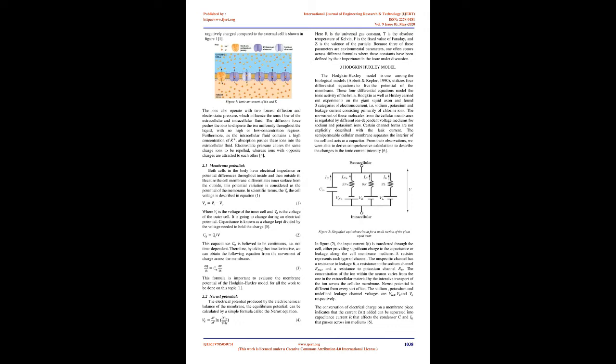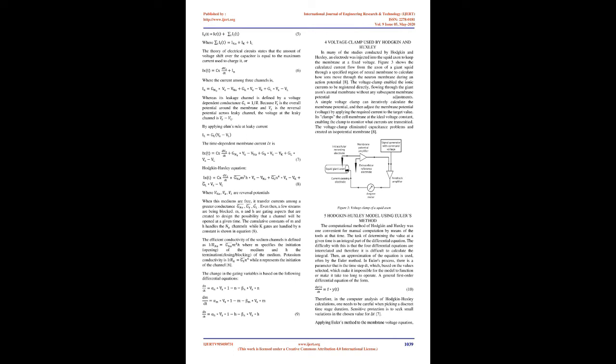on this topic. The electrical potential produced by the electrochemical balance of the membrane, the equilibrium potential, can be calculated by a simple formula called the Nernst equation. E equals (RT/zF) ln of the outside concentration over the inside concentration, equation 4. Here R is the universal gas constant, T is the absolute temperature in Kelvin, F is the fixed value of Faraday, and Z is the valence of the particle. Because three of these parameters are environmental parameters, one often comes across different formulas where these constants have been defined by their importance in the issue under discussion.